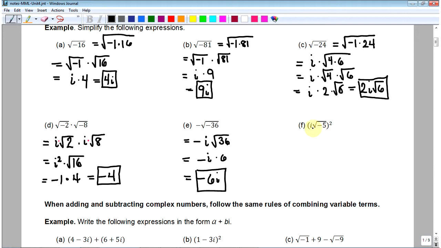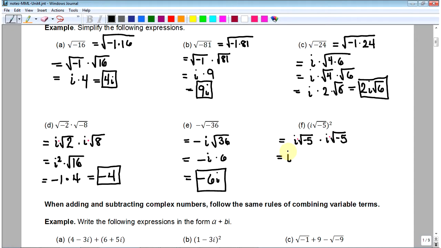Okay, for part F, we have (i√-5) squared. Well, whenever you have something squared, I suggest that you start off by writing the something times itself. Okay, so now, based on what we talked about in example D, we know that we need to deal with that negative that's under the radical. That means we're going to be able to pull an i out. I'm also just going to put my times signs in between the i and the square root, just as a reminder that that's a product.